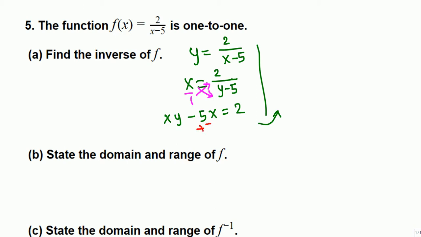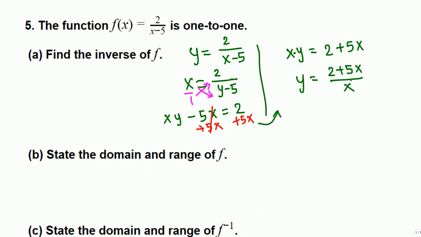So add 5x to both sides, then we have xy equals 2 plus 5x. Now we want to solve for y, so x times y, so divide by x, so y equals 2 plus 5x over x. We don't have to simplify, and this is the inverse of the given function. So we write that this y is the inverse, f raised to -1, f inverse in terms of x, equals 2 plus 5x over x.